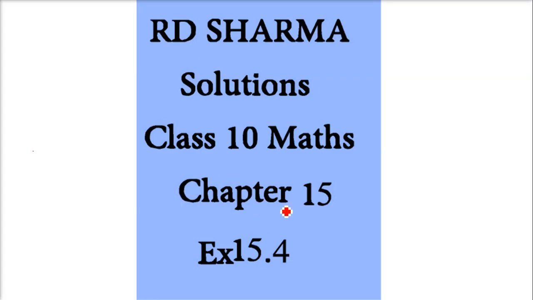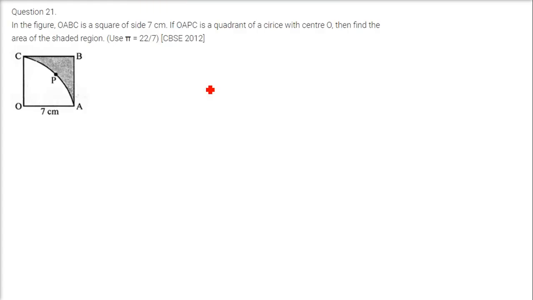We are looking at R.D. Sharma Solutions, Class 10 Maths, Chapter 15, Exercise 15.4. In this figure, OACB is a square. So we have a square of 7 centimeter side. If OAPC, that means this white region, is a quadrant of a circle with center O, then find the area of the shaded region.